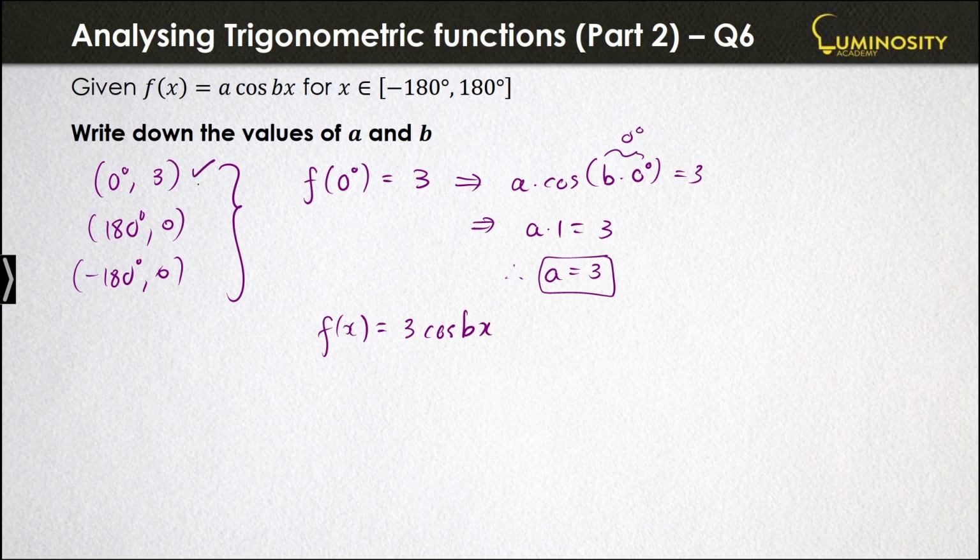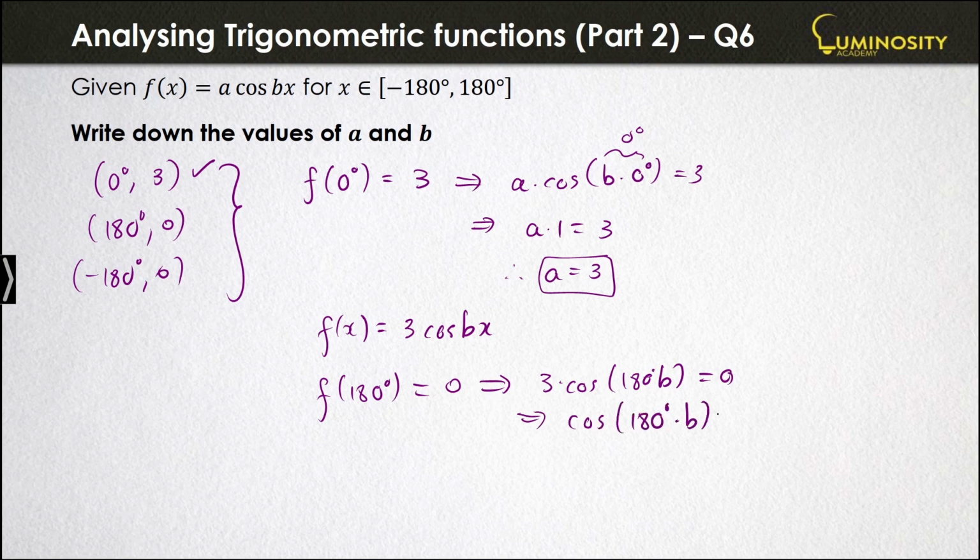So now let's take another point. Let's take 180 degrees and 0. So f at 180 degrees must be 0, so this implies that 3 times the cos of 180 degrees times b equals 0. So this is a trigonometric equation that we can solve. If I divide both sides by 3, I get cos of 180 degrees times b equals 0.